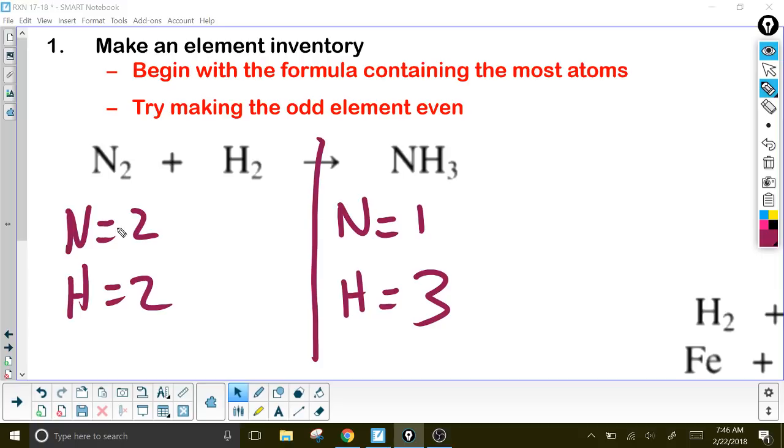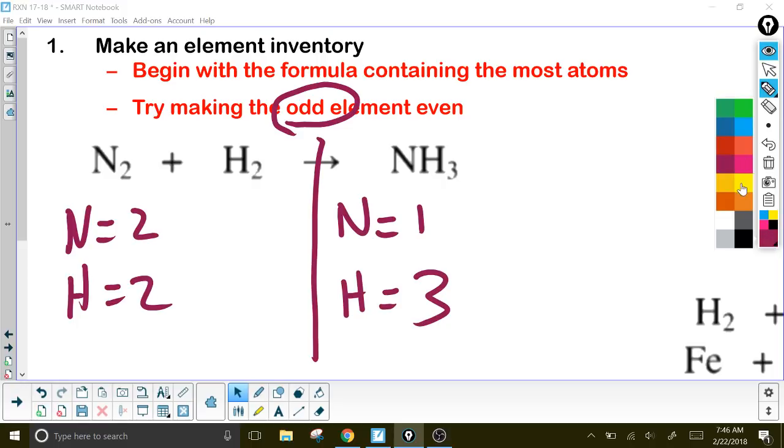So now, neither one of them match. So where do we start? Well, it says the one containing the most atoms. That's this one, which would work for this particular problem. But more important, what I want you to watch out for is this odd-even mismatch. 2 and 1 we're not so concerned about, but this 2 and 3 is a problem, and I want you to pay close attention as to why.